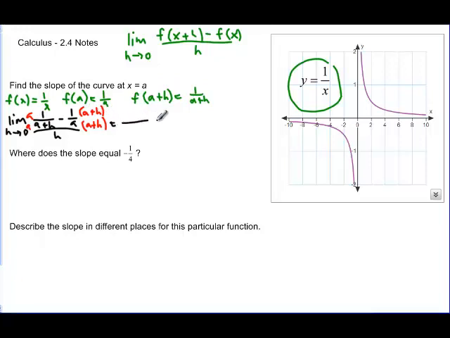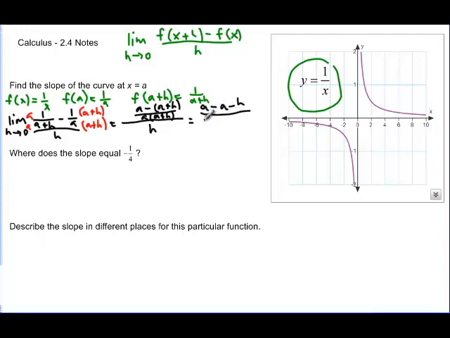a minus a plus h over a times a plus h. And when you look at that and you distribute the minus sign, you end up with the top of a minus a minus h over a times a plus h.